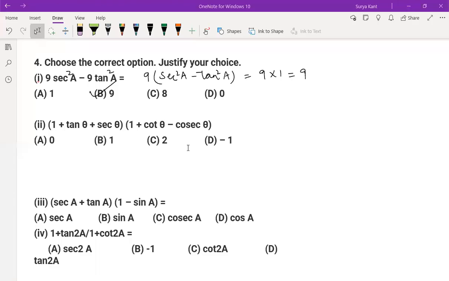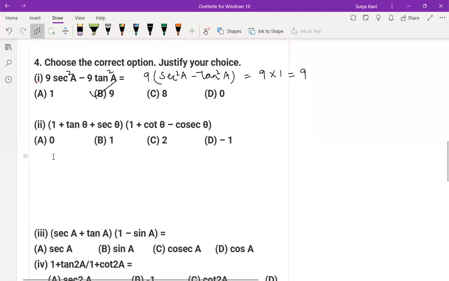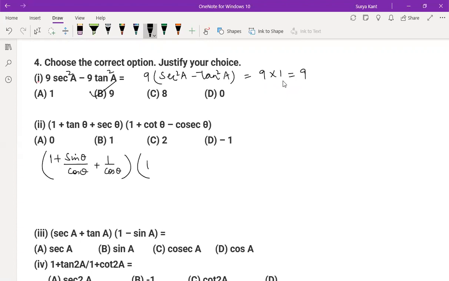So what we can write here: (1 plus sine theta by cos theta) plus 1 by cos theta, bracket close. Again we can write here (1 plus cos theta by sine theta) minus 1 by sine theta. Hope this is clear to everyone, right?